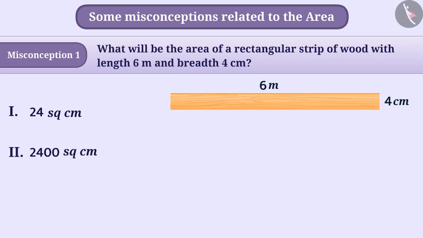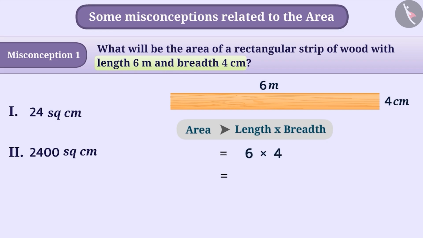Some students fail to pay attention to the units while finding the area. They ignore the units and copy the numbers as it is as given in the question in place of length and breadth in the formula of area, length multiplied by breadth. This gives them the area as 6 multiplied by 4 is equal to 24. They see this number in option 1 and so they select option 1 as the answer. But this is an incorrect answer.